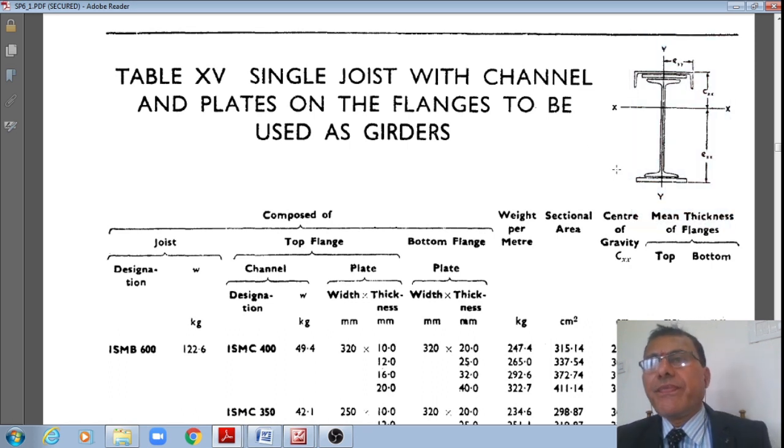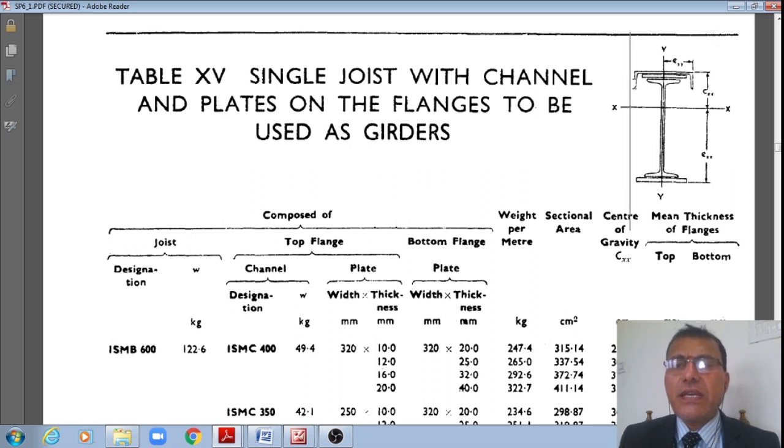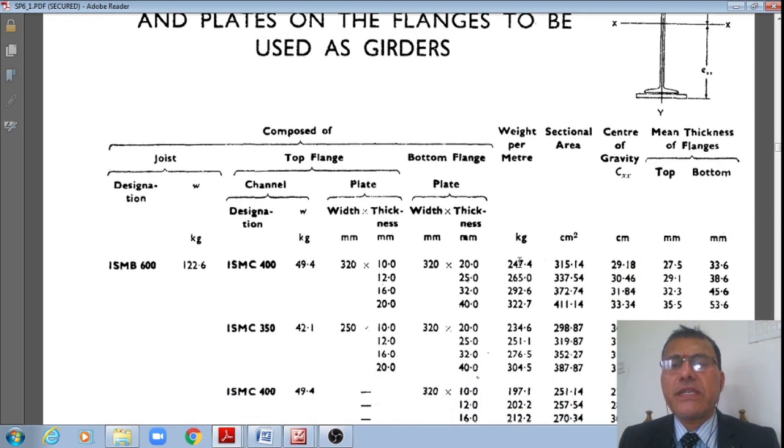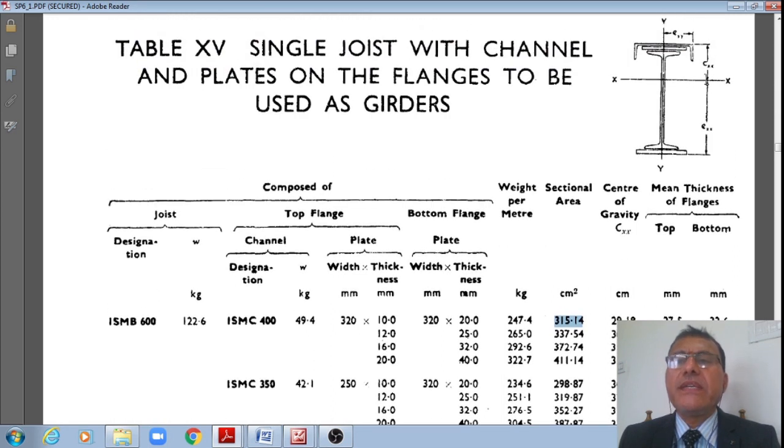girders can be used as the gantry girder sections. These are generally referred to as the gantry girder sections, where the crane loads are expected to be put on these girders, right? There the weight of this compound section or built-up section is equal to 247.4 kg per meter, and it can furnish a sectional area of 315.14 centimeter square, and the center of gravity CXX has moved upwards, because now we do have different materials, therefore it has moved upward, right?